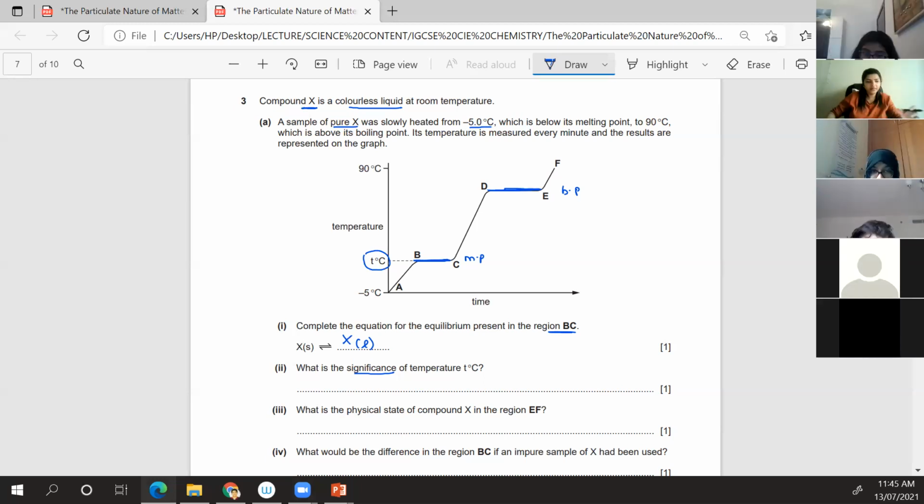What info is given? TE, can I say TE is exactly at that stationary phase? So what is that T degrees Celsius telling me? It's the melting point. Yes, it's the melting point.